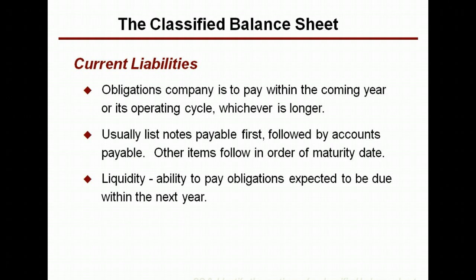Those are obligations that a company has to pay within a year or operating cycle, whichever is longer. Another way to say that would be obligations that must be paid out of current assets. Your author likes to list notes first and then follow by accounts payable, and then list other things in the order of their maturity date. This section is usually listed in the order of its maturity date.